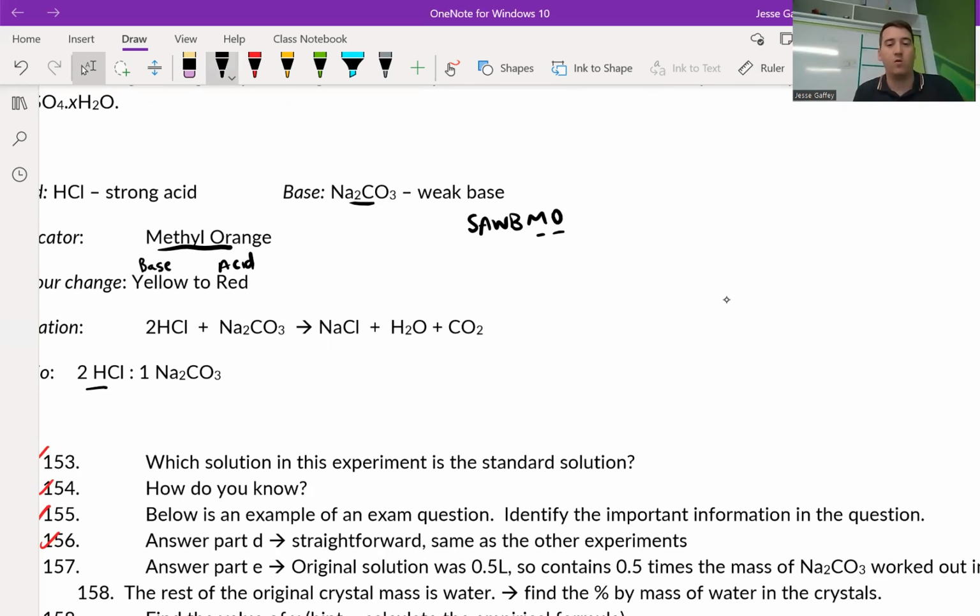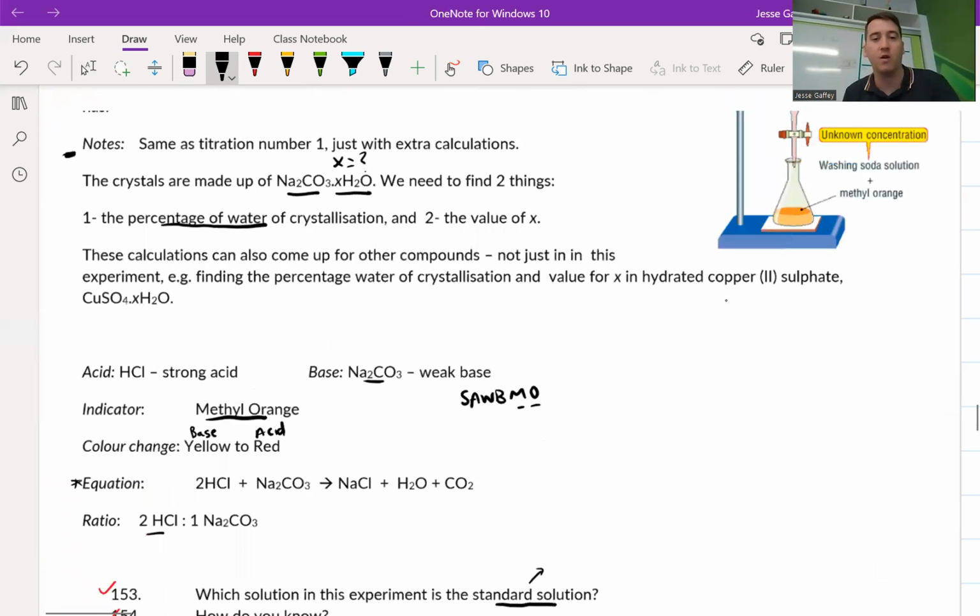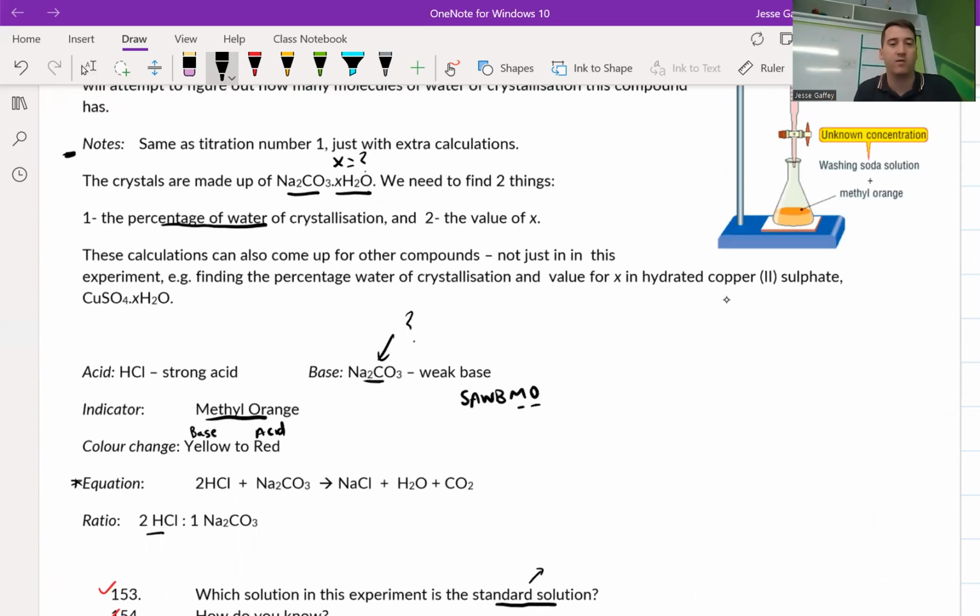All right, so we're always coming back to remind ourselves of what a standard solution is. Remember, a standard solution is the one whose concentration you know. So in this particular calculation, our standard solution, well, we don't know anything about this one. We know we're going to try to find the percentage of water of crystallization and the value of X. So hopefully it's pretty obvious that we don't know the concentration of sodium carbonate or of water. So this is our unknown concentration, and that must mean that our acid is a known molarity, and they'll have to give you that in the question.